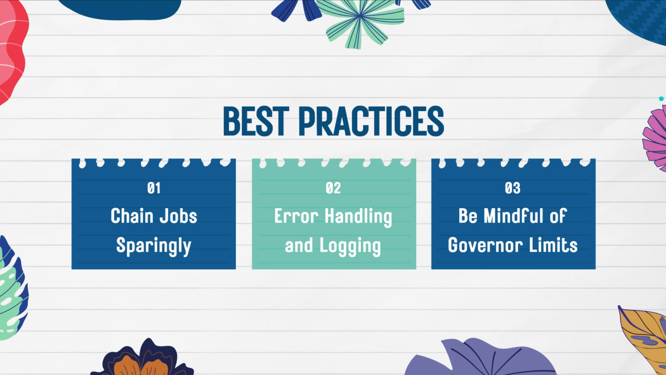Be mindful of governor limits. There are certain Queueable Apex specific governor limits that do not allow us to enqueue more than a certain number of jobs in a specific Apex transaction. So make sure that the code that gets executed as part of the Queueable Apex does not cause excessive Queueable Apex jobs to get enqueued.